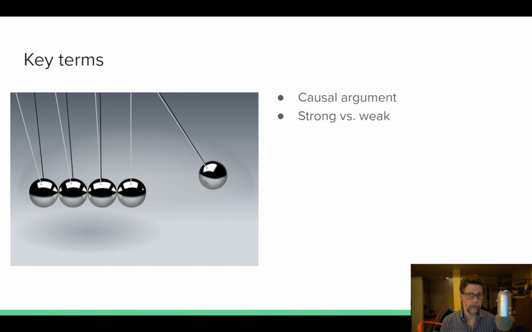Strong inductive arguments have conclusions that are probably supported by the premises, or that are supported probabilistically by the premises. Weak arguments have conclusions that are not probabilistically supported by the premises. The one difference between inductive arguments and deductive arguments is that with new information, an inductive argument can change from being strong to being weak. Whereas with new information, a deductive argument will never change from being valid to invalid.